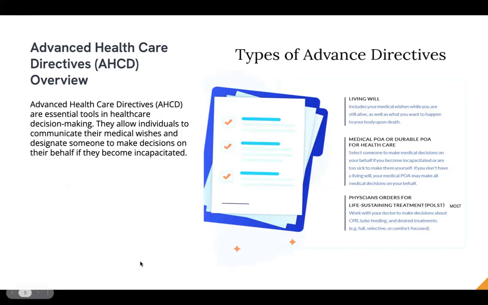So it's an essential tool that allows for decision making. It allows individuals to communicate their medical wishes and designate someone to make decisions on their behalf if they become incapacitated. Let me be clear, though, that because they're in a nursing home does not mean that they have to have an advanced directive at all.